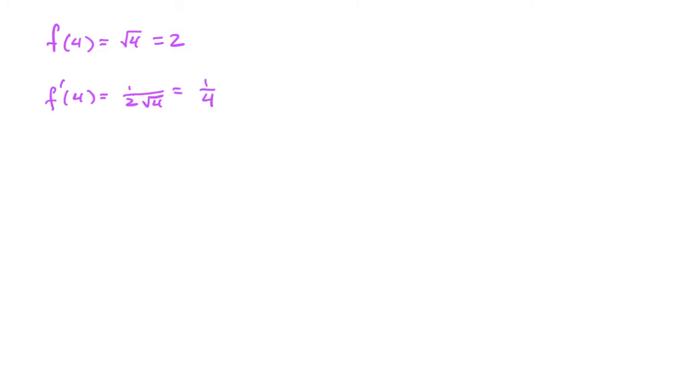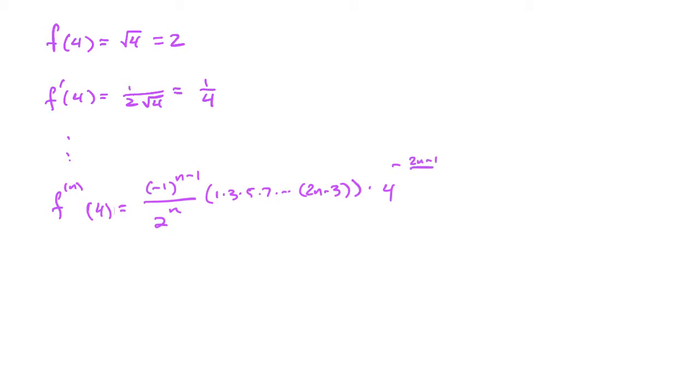For all of the higher powers, if we look at the nth derivative, the pattern that we came up with, we had a minus 1 to the n minus 1, we had a 2 to the n power, then we had 1 times 3 times 5 times 7, all the way up to a 2n minus 3. And then when we evaluate at 4, if we put in our value of 4, now we have a 4 to the negative 2n minus 1 over 2.